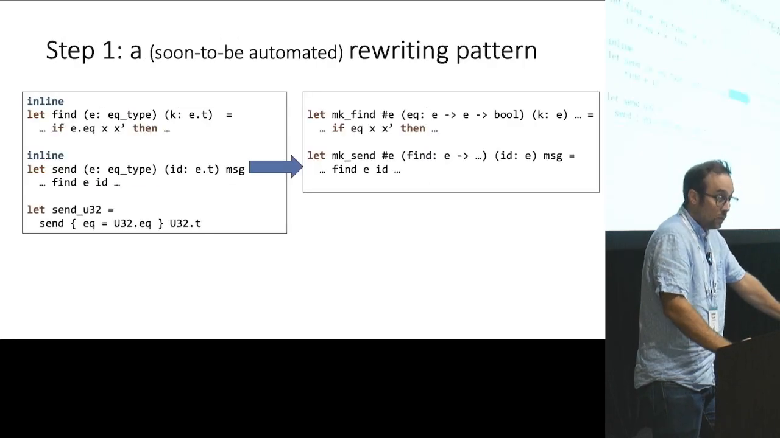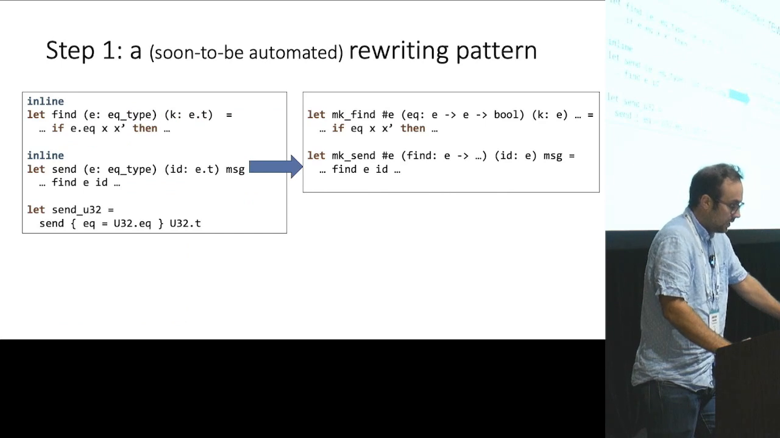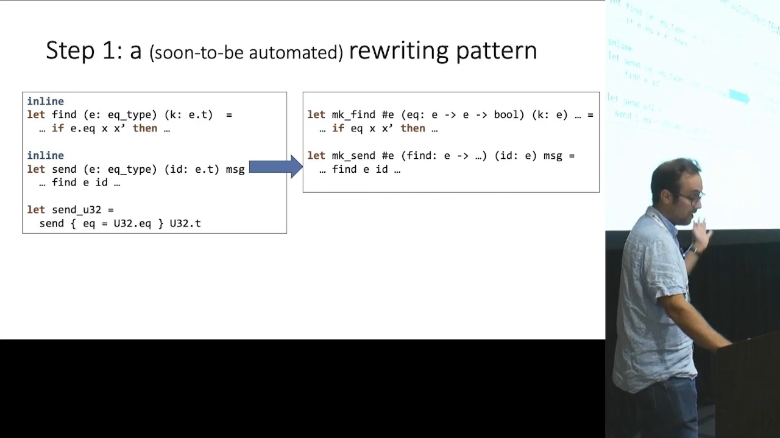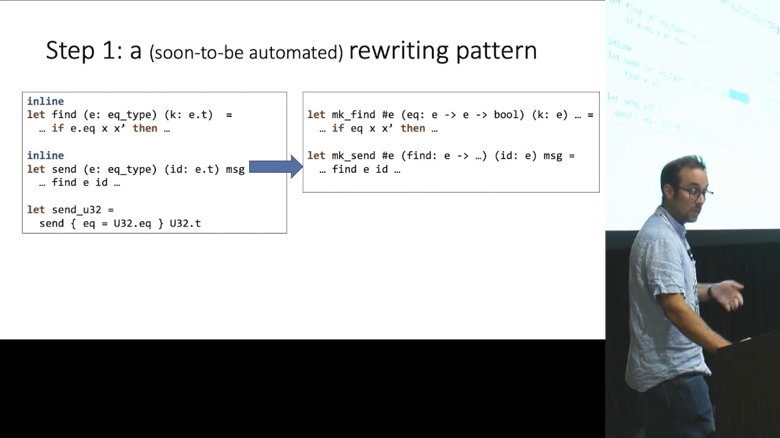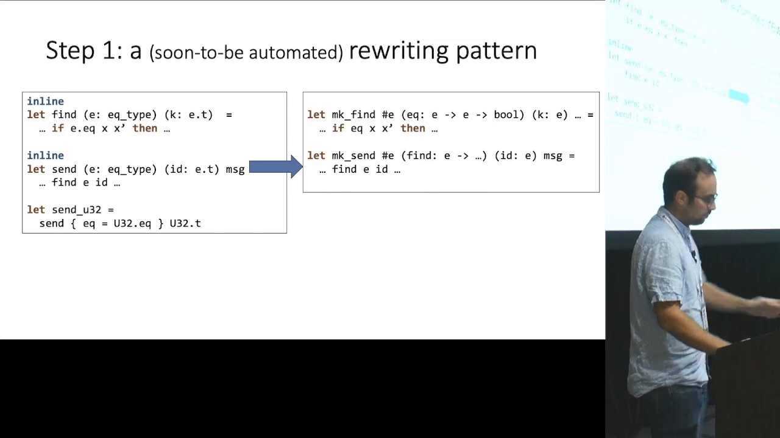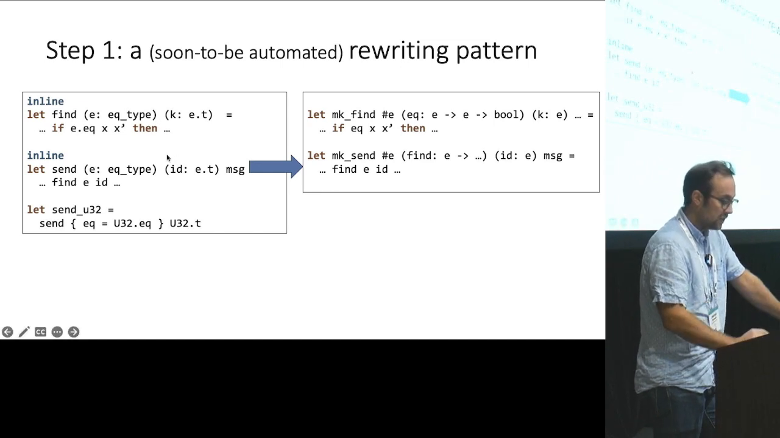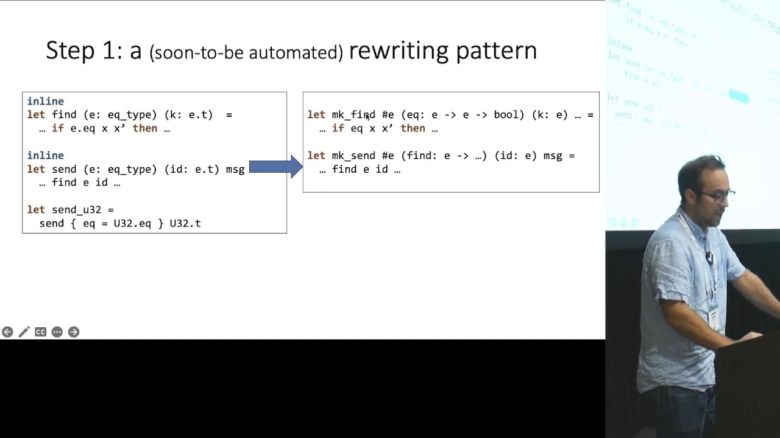So what we do, and this is the gist of our technique, is that we introduce a systematic rewriting pattern. I'm going to demonstrate it manually, but in the following slide, I will show how to automate it. So if I take the example on the left, this is exactly what we had on the previous slide with find, send, and send U32. Instead of doing inline, I'm going to rewrite this into a higher order style.